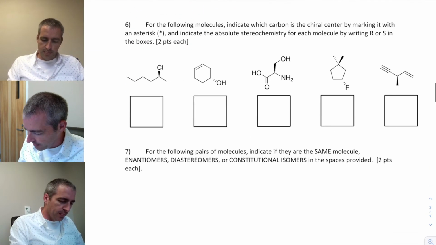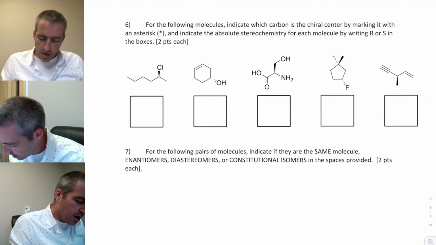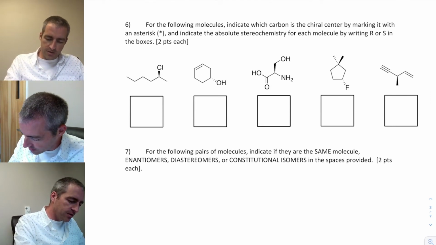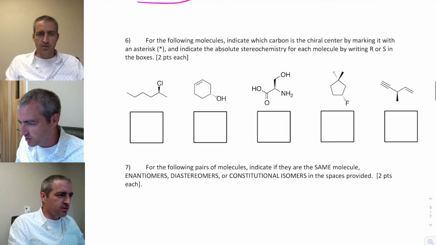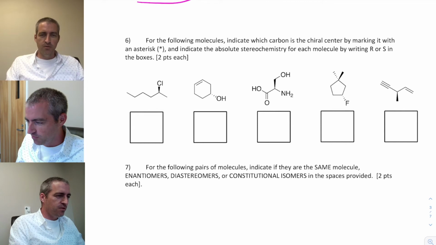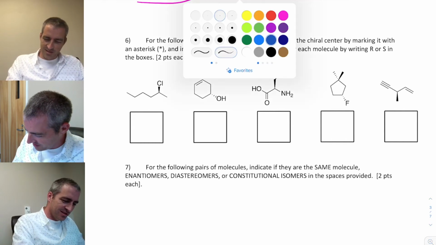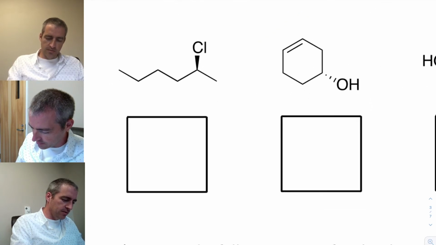Back to blue. For the following molecules, indicate which carbon is the chiral center by marking it with an asterisk and determine if it is R or S. The good thing about these questions too, if you have no idea what to do, it's 50-50. But we're not going to rely on that, are we? First one.